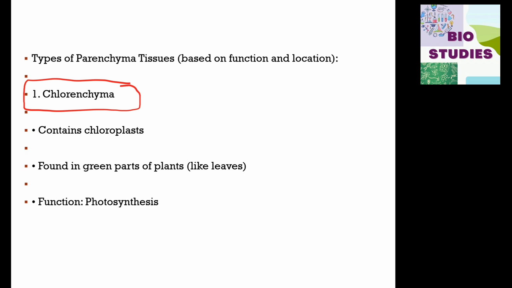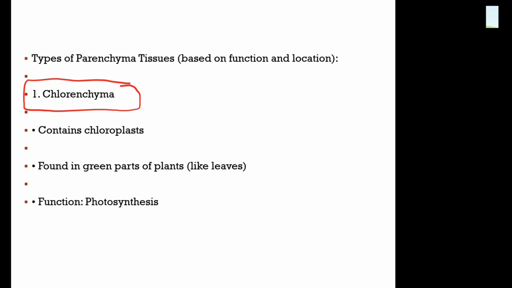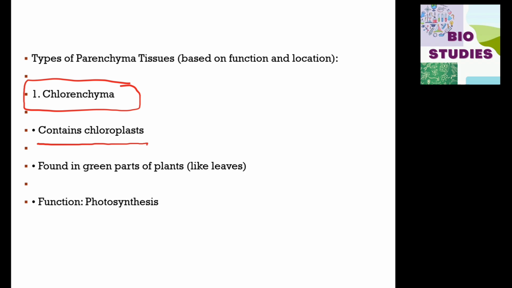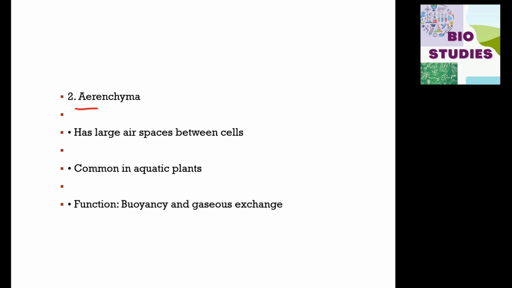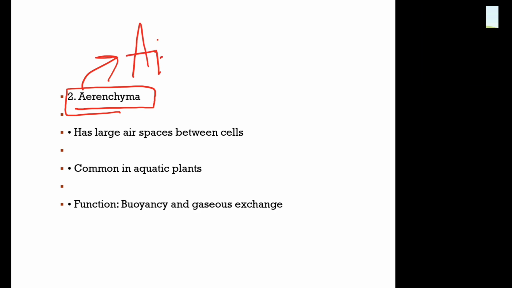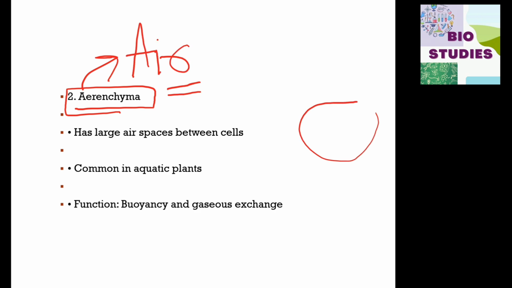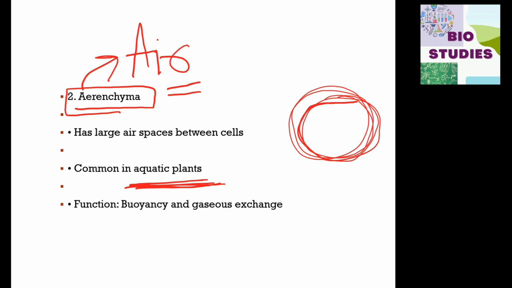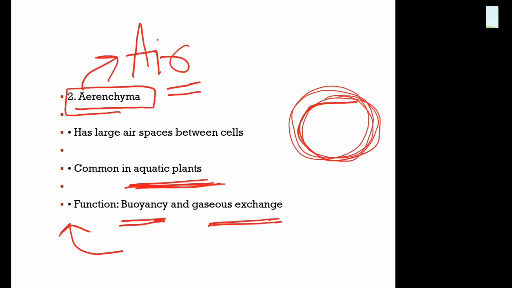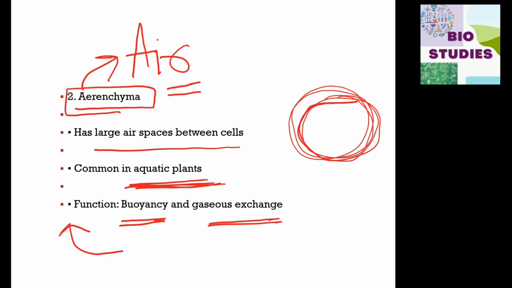First is chlorenchyma. The name suggests chloroplast is present. They contain chloroplasts. These are found in green parts of the plants like leaves, and the function is photosynthesis. Next is aerenchyma. The word again itself suggests an air cavity is present. That means space is present in between, and it is common in aquatic plants. These provide buoyancy and gaseous exchange, because they have large air spaces between the cells.